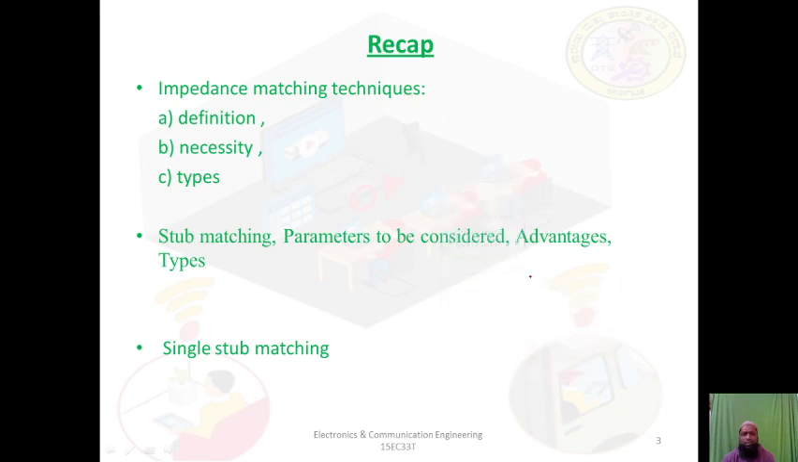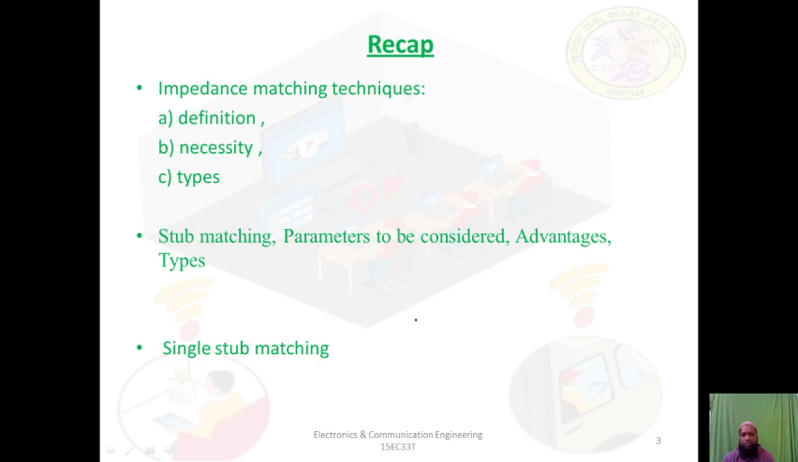In the previous session we also learnt about stub matching. What is a stub, what is stub matching, what parameters we should consider, what its advantages are, however lumped network matching. And we also dealt with single stub matching. As I said, a stub is a short section of transmission line, which is open or short circuit at one end.